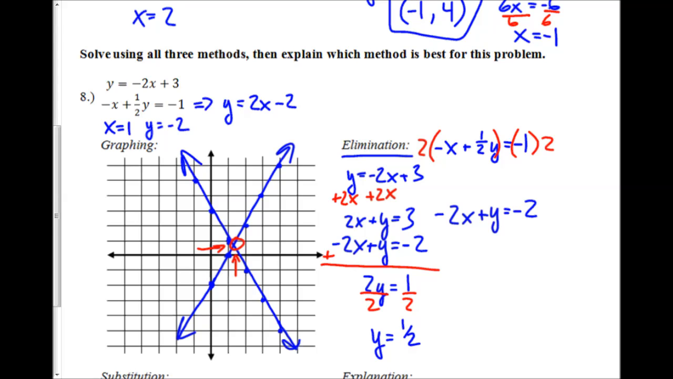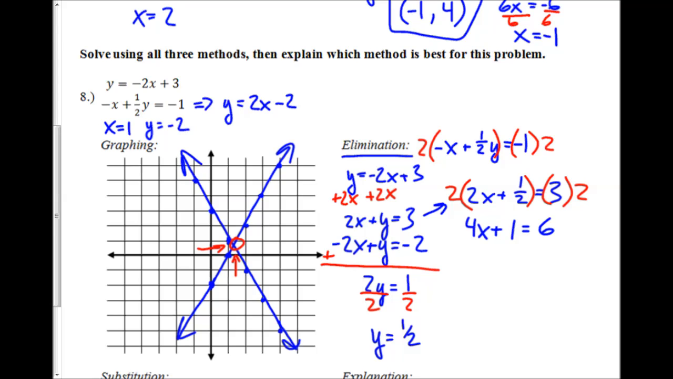But of course, I'm not finished yet. I have to plug that back in to finish solving this for x. And it doesn't matter which of these I plug it into. I'd maybe choose this one, so I have 2 times x plus y, which is the 1/2, equals 3. And now from here, you can subtract that 1/2 from each side. But again, if you don't feel like dealing with fractions, don't. Multiply everything by 2. And watch what happens. 4x plus 1 equals 6.